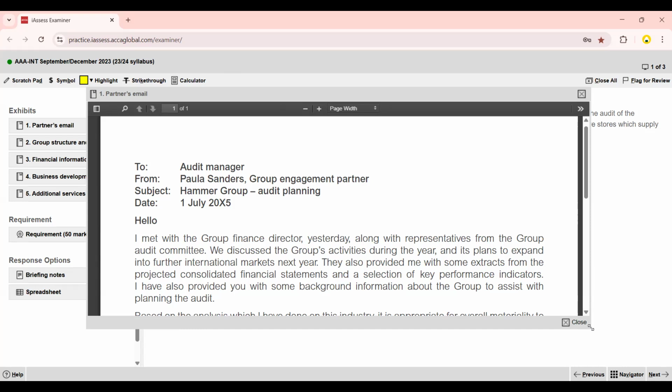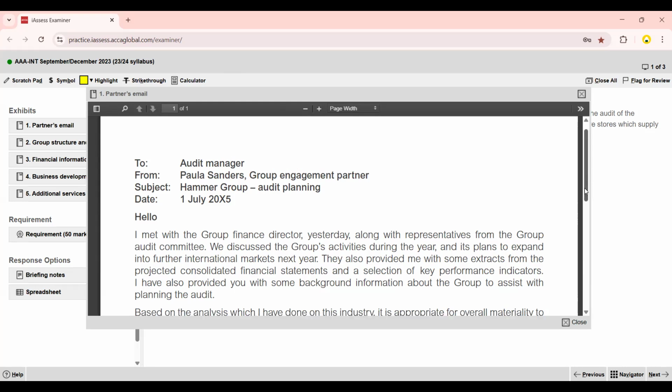Hello, I met with the Group Finance Director yesterday along with representatives from the Group Audit Committee. We discussed the group's activities during the year and its plan to expand into further international markets next year. Highlight this thing. They also provided me with some extracts from the projected consolidated financial statements and a selection of key performance indicators, KPIs. I have also provided you with some background information about the group to assist with planning the audit.